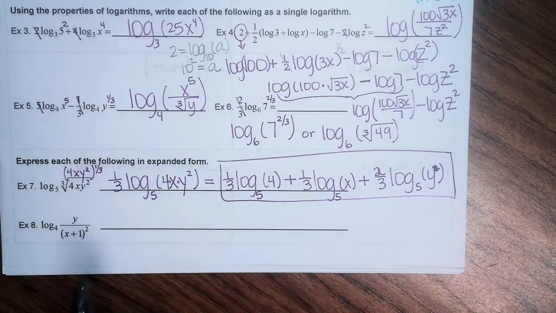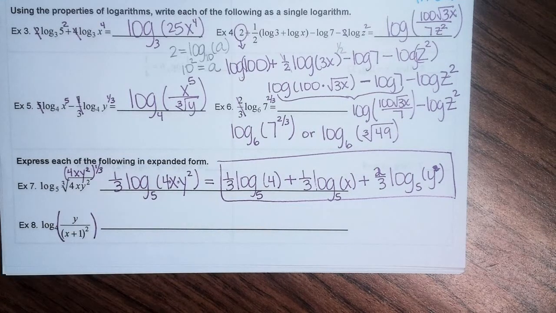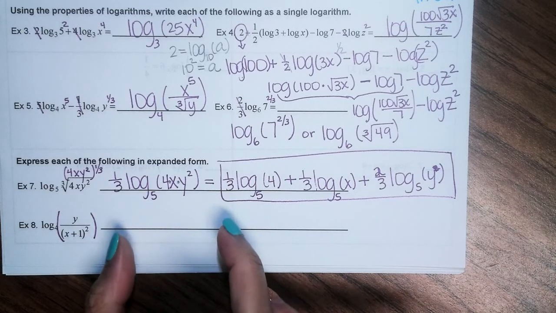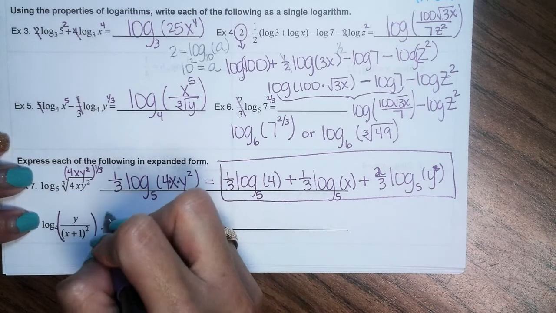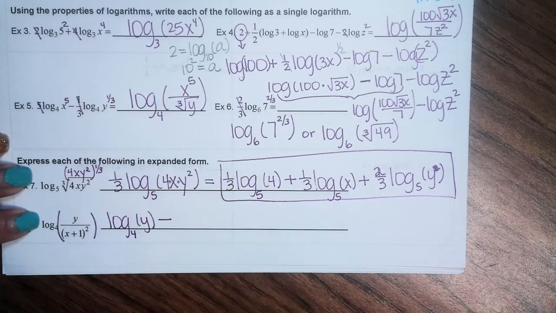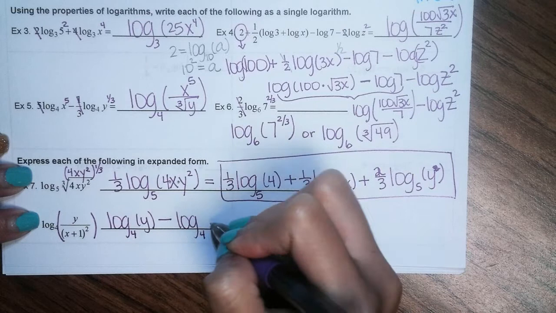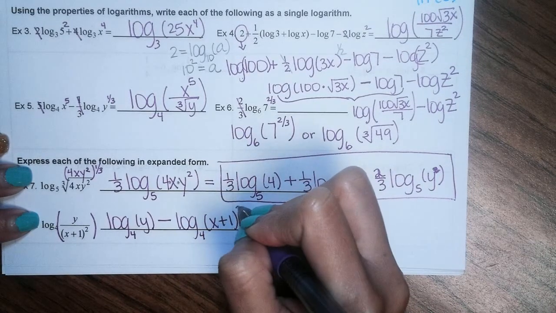Now we can try it again on number 8. You have log base 4 of this stuff. Because you have a fraction, you are dividing y over (x plus 1) squared. When you are dividing, you can split it into 2 logs by subtracting. So this would be log base 4 of y minus the denominator, log base 4 of (x plus 1) squared.